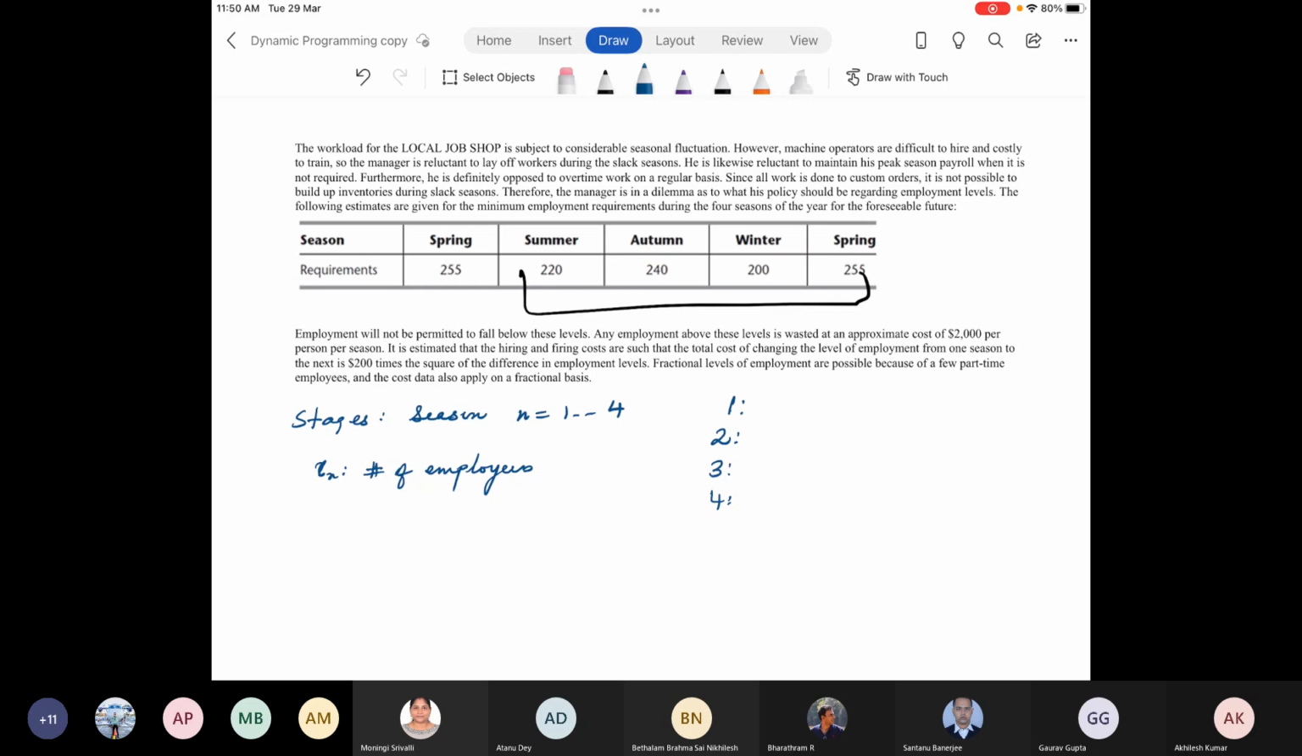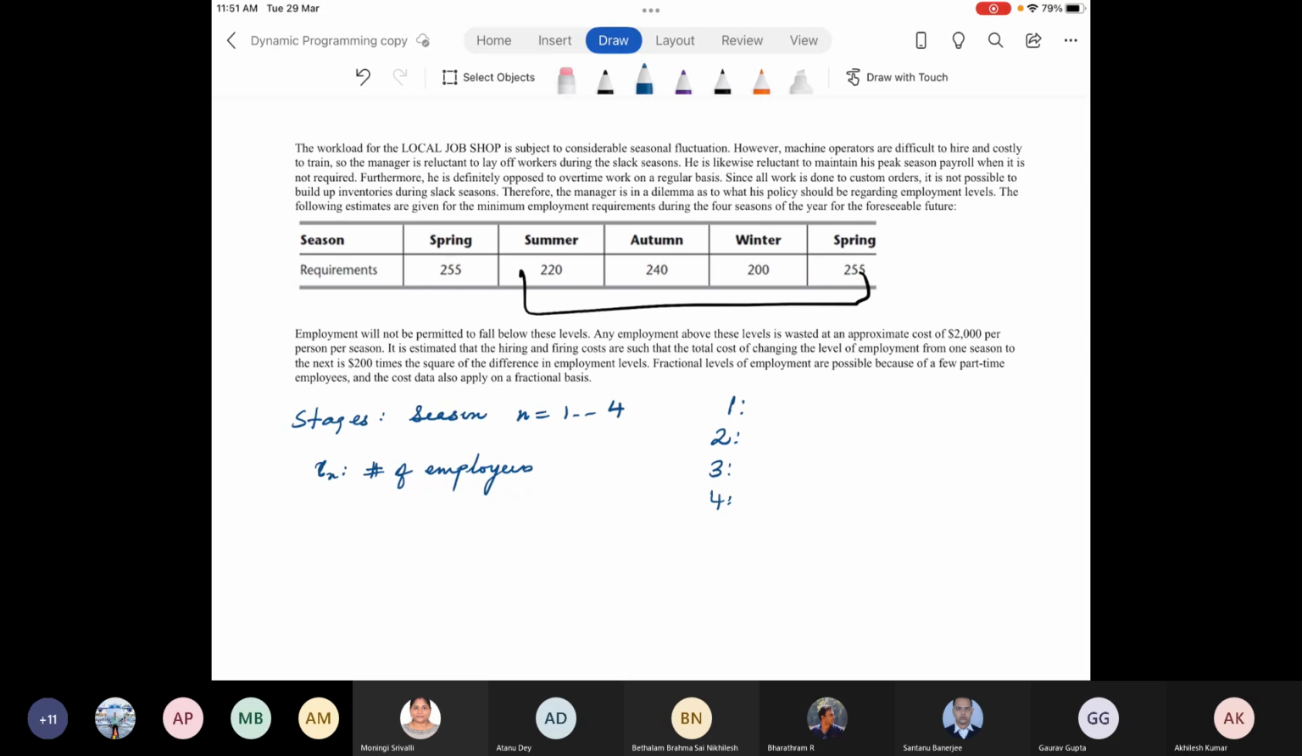Yes. Now I'm saying, you being the manager of that company, what is the peak season requirement you have? For spring, 255. So how much should I keep in the spring season? That is the requirement, so we have to have that many employees. Okay. Anyway, you guys think about it.